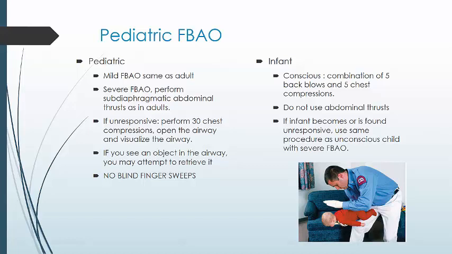We're going to continue alternating these 5 back blows and 5 chest thrusts until the object is expelled or the patient becomes unresponsive. If that infant becomes unresponsive, we're going to use the same procedure as for an unconscious child with a severe foreign body airway.